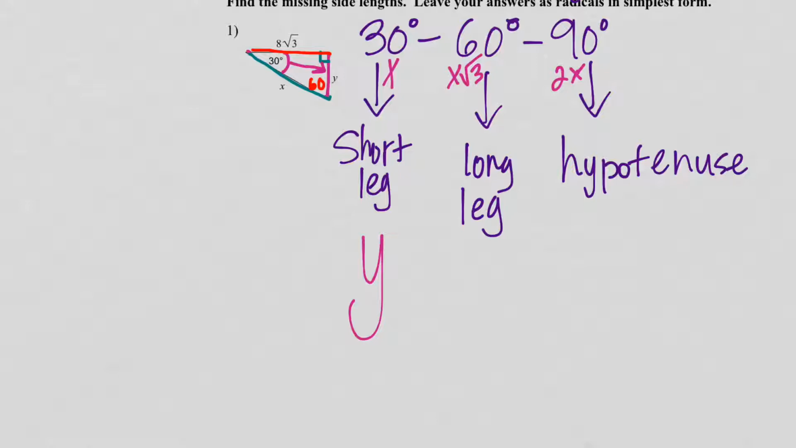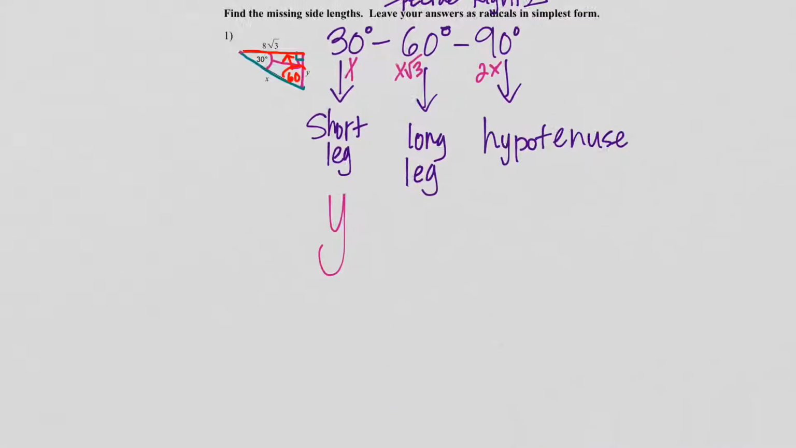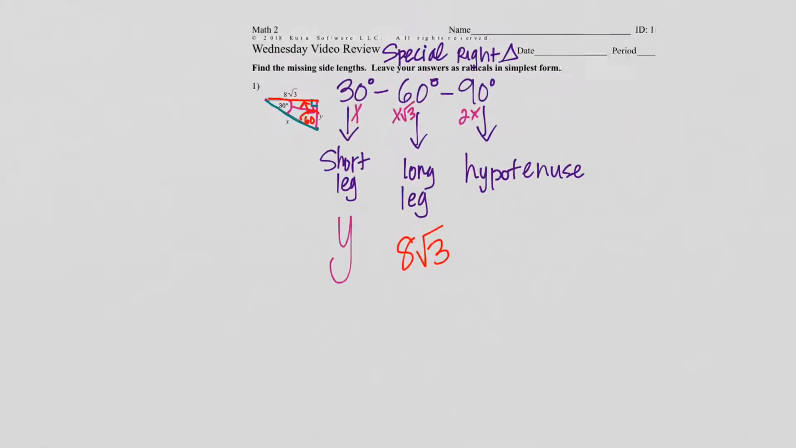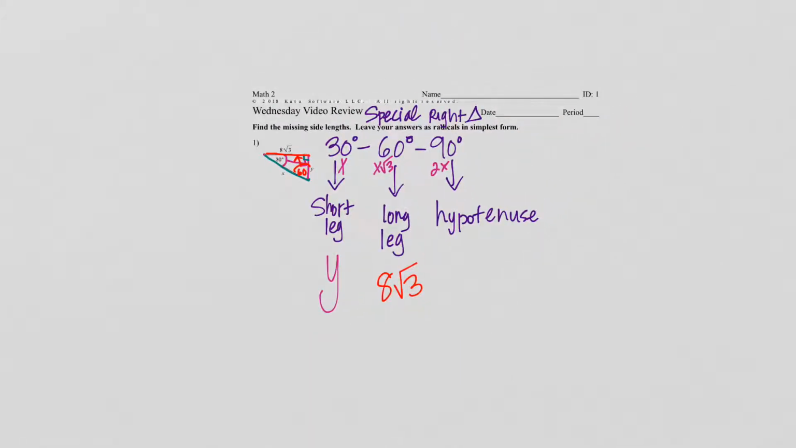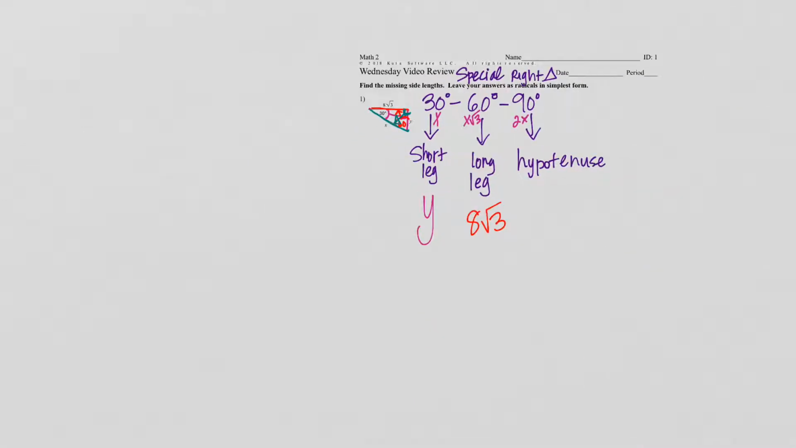And across the 60 degree angle, this is called the long leg. The opposite side of the 60 degree angle is 8 square root of 3, so I wrote that underneath the long leg. And the last value is the hypotenuse. So here's my right angle, 90 degrees. The side opposite of it is equal to x.